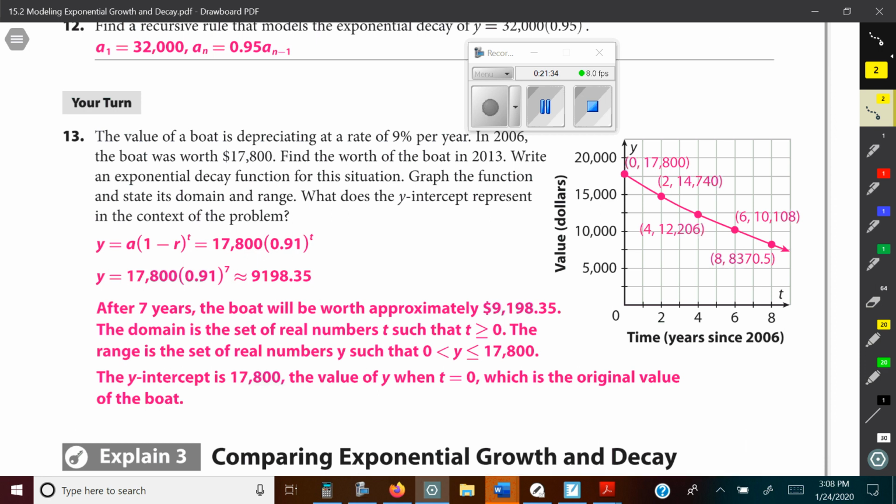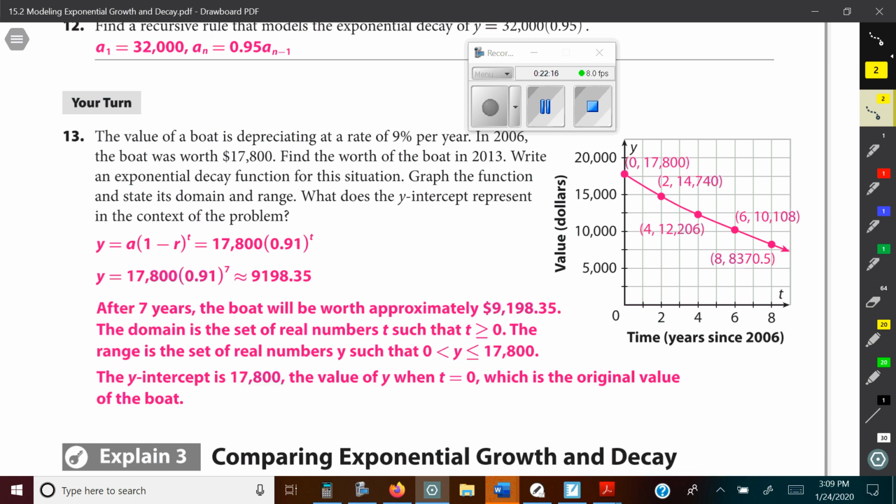Then we plug in 0, 2, 4, 6, and 8, and we get these numbers here. And then we plot that out. We can see the drop of how the boat is depreciating. Okay. As far as the domain, it's going from the year you bought it until forever. It just keeps going. So t is greater than or equal to 0. As far as the range is concerned, the highest it's going to go is 17,800, and the lowest it's going to go is 0. It's eventually going to get to 0 or nothing.